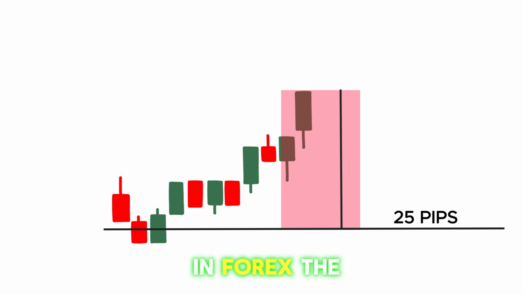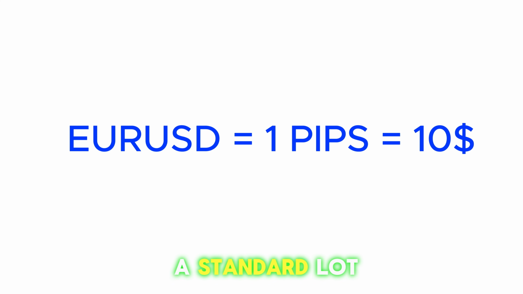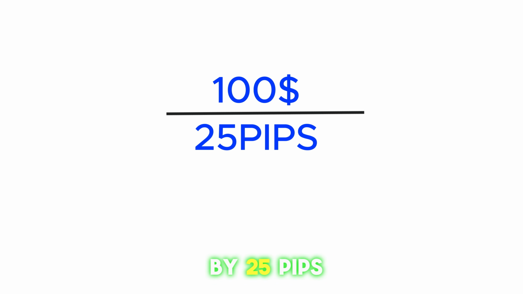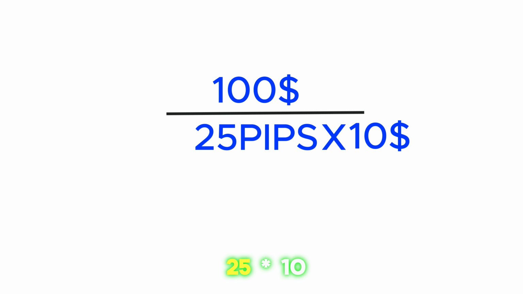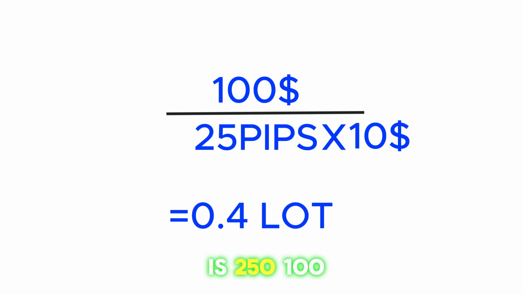In Forex, the pip value for a standard lot on Euro-USD is exactly $10. So now we just plug these numbers into our formula. You take your $100 risk and divide it by 25 pips multiplied by the $10 pip value. 25 times 10 is 250. 100 divided by 250 equals 0.4.